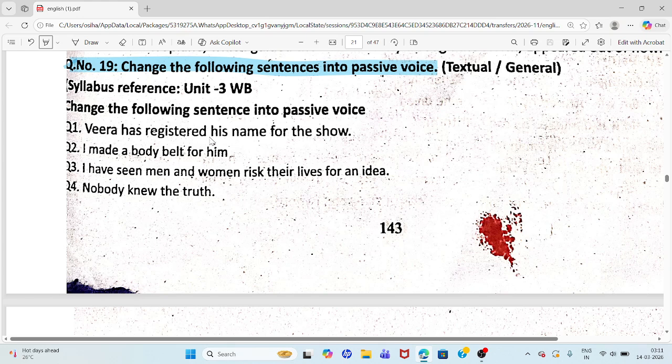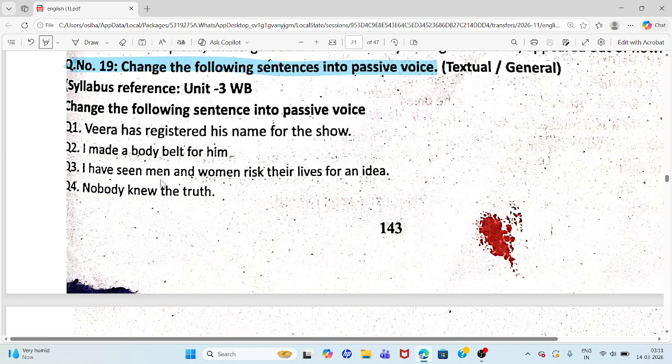Question 1. Veera has registered his name for the show. Answer: His name has been registered by Veera for the show. You need to concentrate on passive voice. Question 2. I made a body belt for him. Answer: in passive voice, it will be, a body belt was made by me for him.